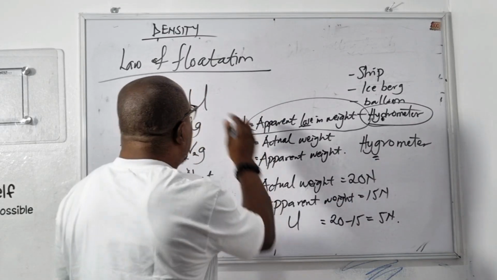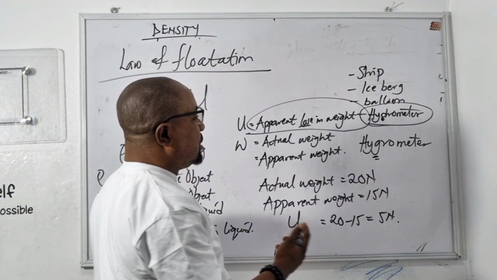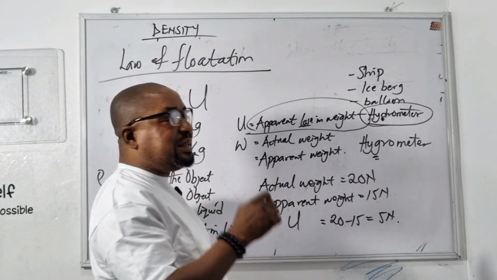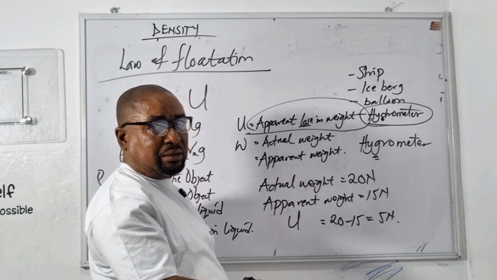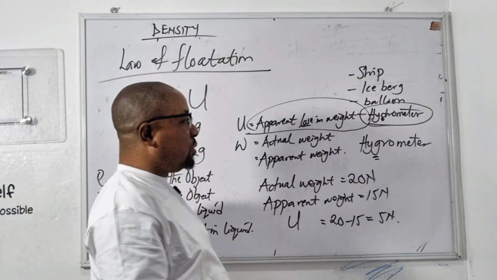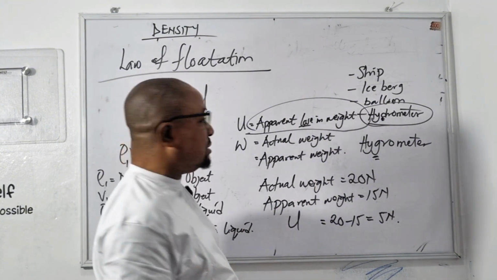Now, the second condition of flotation is very simple. The second condition is that the density of the object that wants to float must be less than the density of the liquid in which it wants to float. Density of the object must be less than the density of the liquid. That is the second condition.